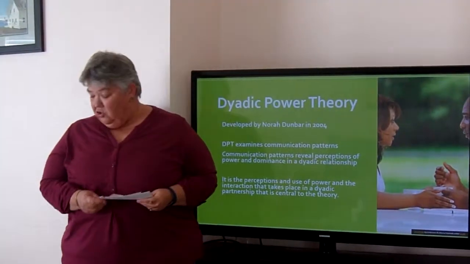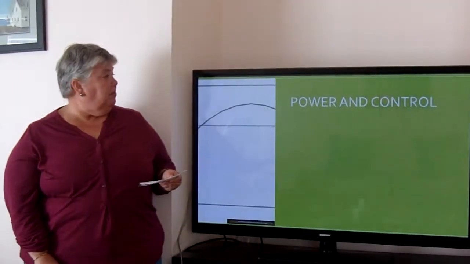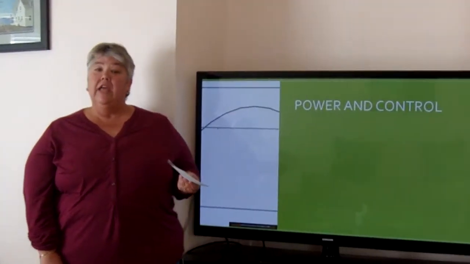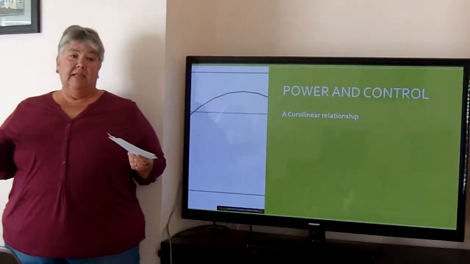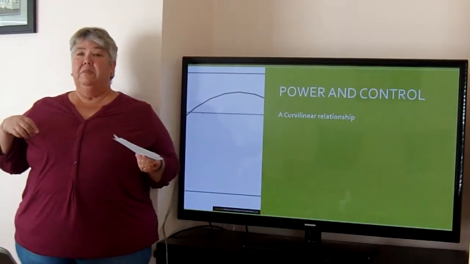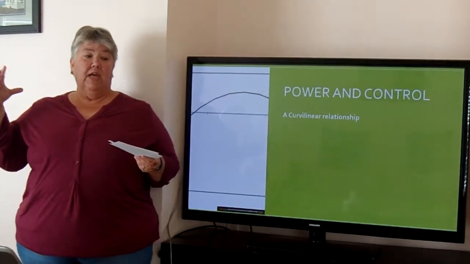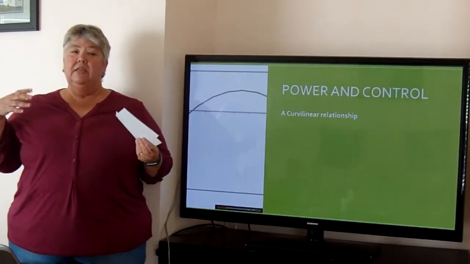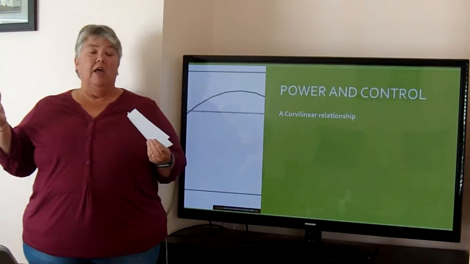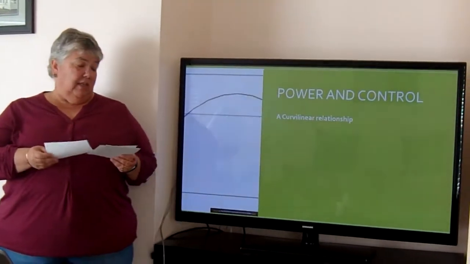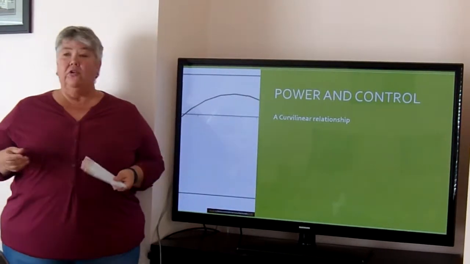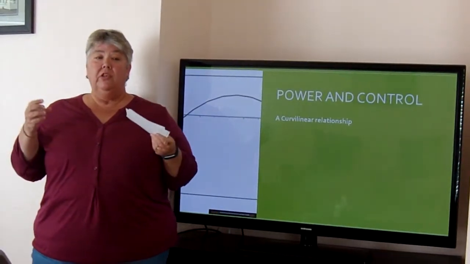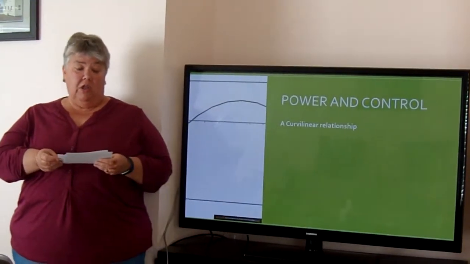Now, research has shown that the relationship between power and control is curvilinear, not linear as one might expect. You might expect that as power in a relationship goes up, so does the attempt at control. But in actuality, we see that control attempts are clustered at the point in the graph where the power in the relationship is nearly equal.